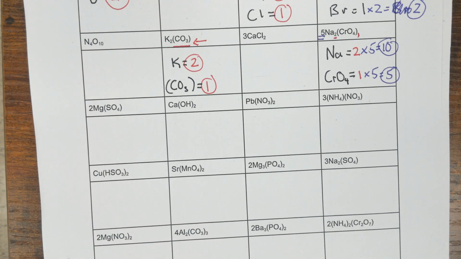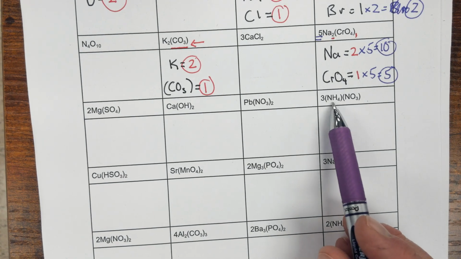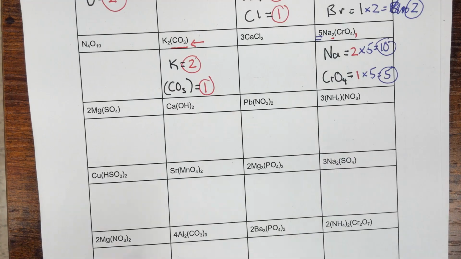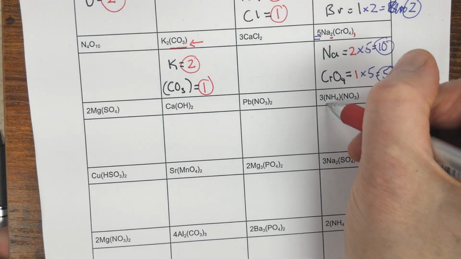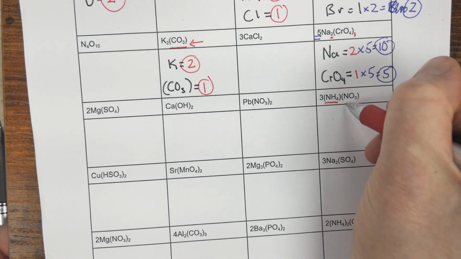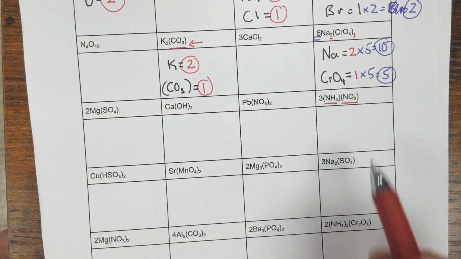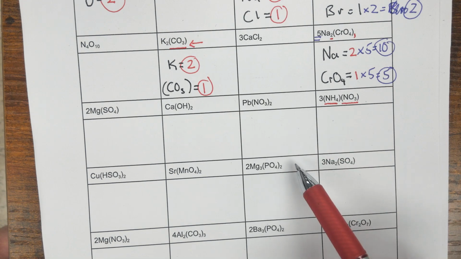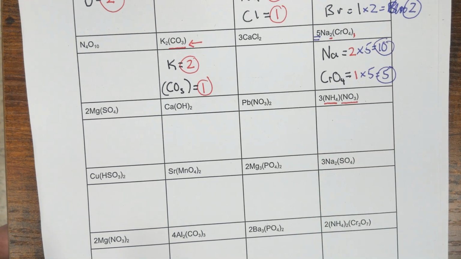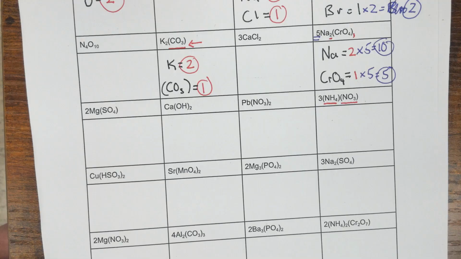And then the rest of them are pretty much variations on that same theme. Don't let yourself get tricked by this one. It's got 2 polyatomic ions, so in both cases you're going to copy everything inside the parentheses. There's no subscript on the outside, so it's going to be NH4 equal to 1, NO3 equal to 1. And then you multiply by the 3.